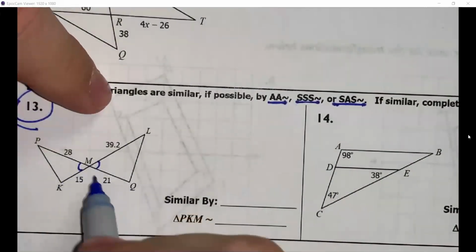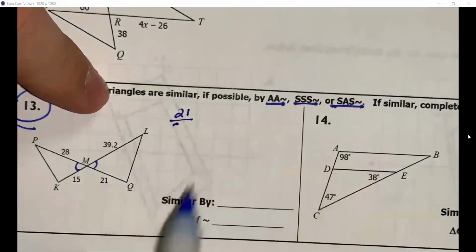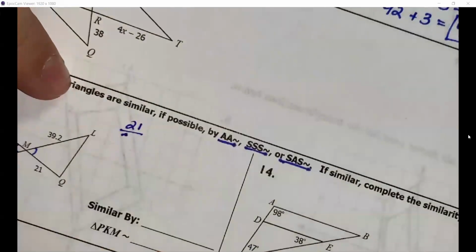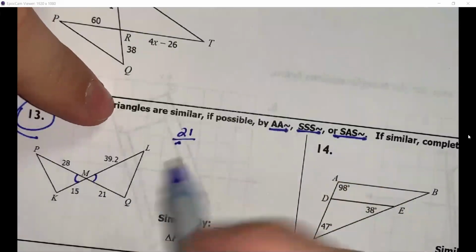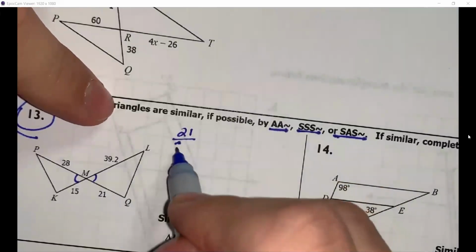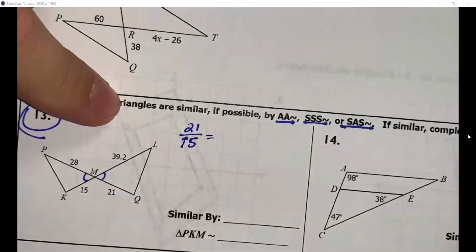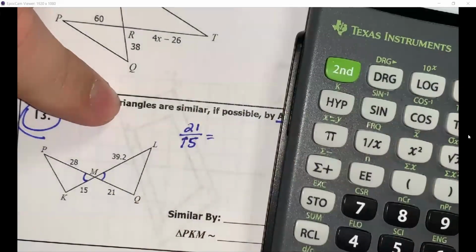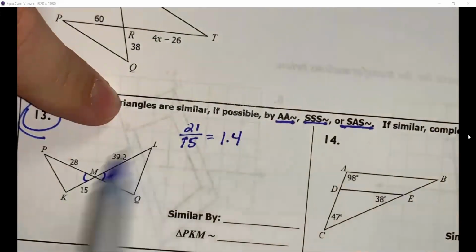So if I do 21 over 28, big triangle over, wait, that doesn't make any sense. I'm sorry, hold on. I'm going to do 21 over 15. Sorry. Right? So what ratio do I get from that? So I get 21 divided by 15, I get 1.4. And now let me try this other one.